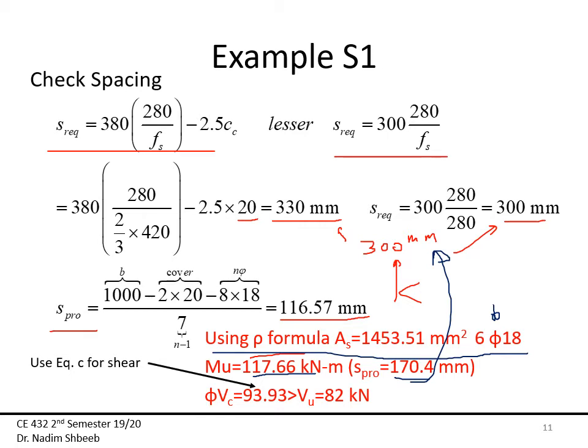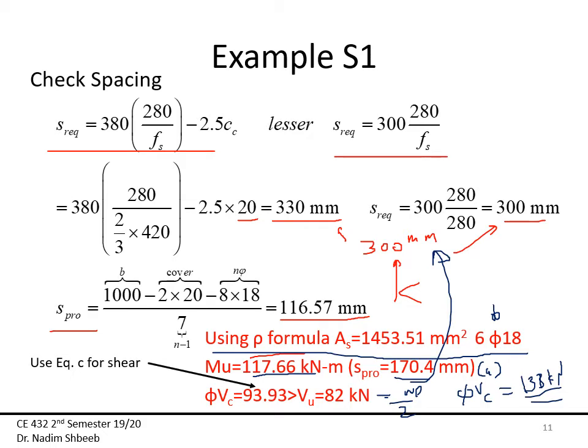Now, if I calculate V ultimate, it is about 82 kilonewton, which is simply your WL over 2. Now here I calculated phi VC using equation A, and that was around 131 or 33 kilonewton. I'm not sure, so you guys check that out. It's simply 0.75 times 0.17 times square root of F prime C B times D. So here technically I don't need to use any shear reinforcement.